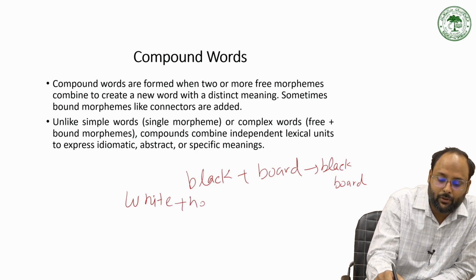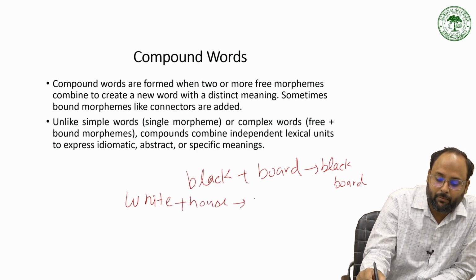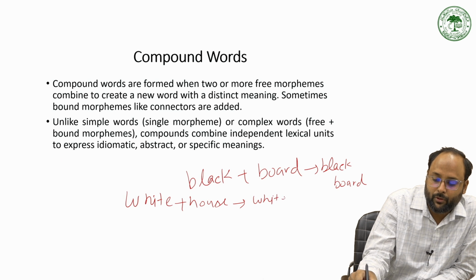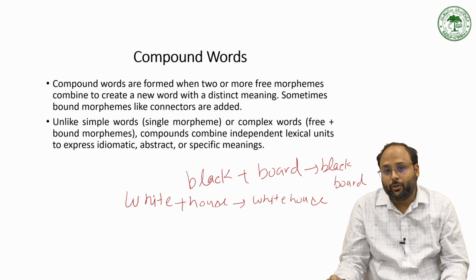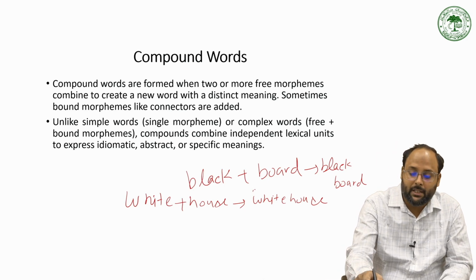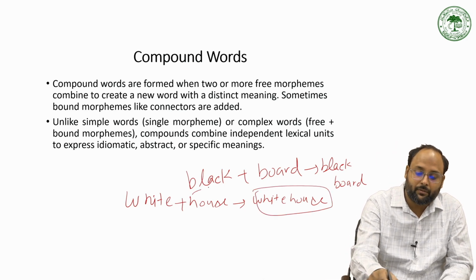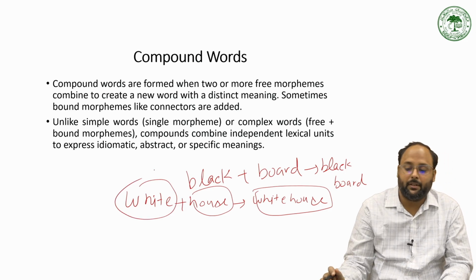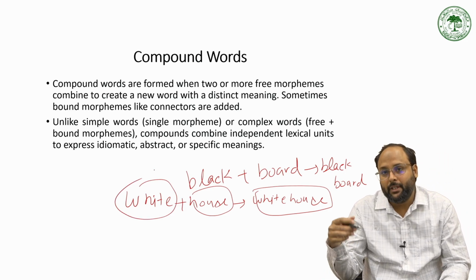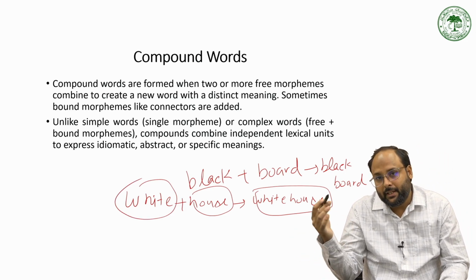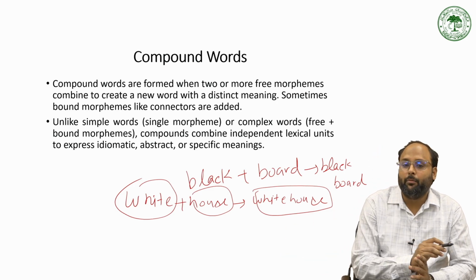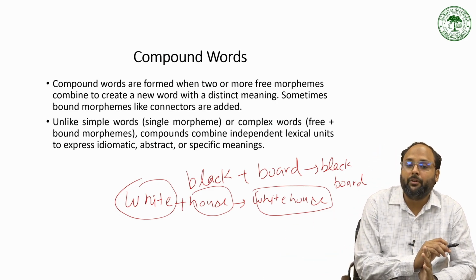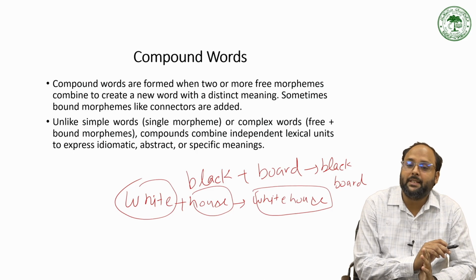plus house. So it becomes White House. White House is the house of the American president. So it has a totally different meaning from the word house and from the word white. So it gives a new meaning. So compounding also derives new words. Compound words are formed when two or more free morphemes combine to create new words with a distinct meaning.